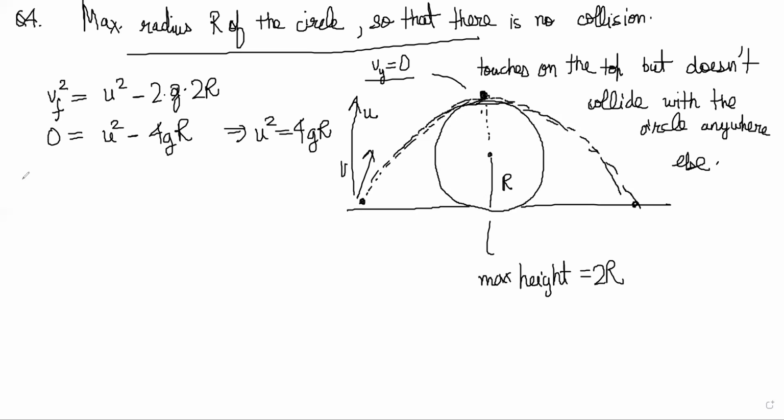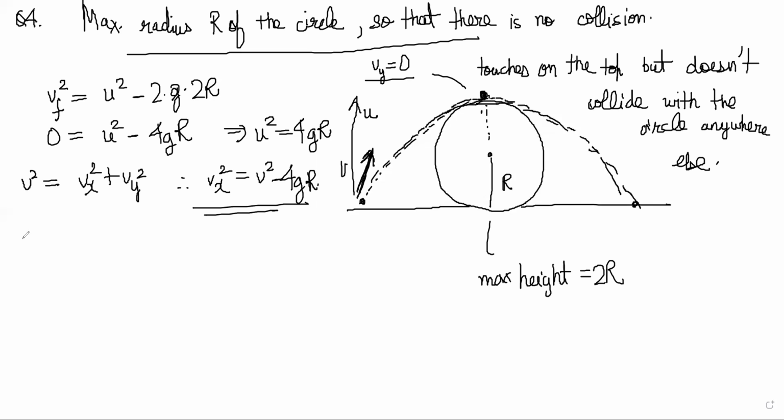So therefore, initial velocity v square can be written as vx square plus vy square, right? So therefore, vx square is equal to v square minus 4gr. The question has specified that the particle was launched with speed v. So we are writing the x component of the velocity in terms of the speed and the vertical component of it, right? So v square minus 4gr.